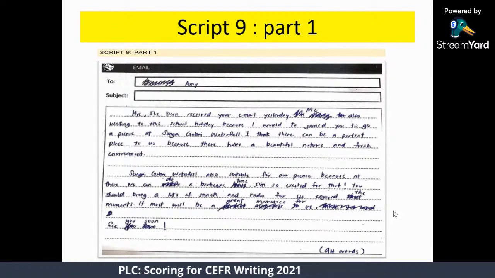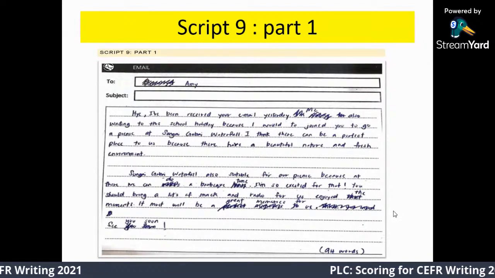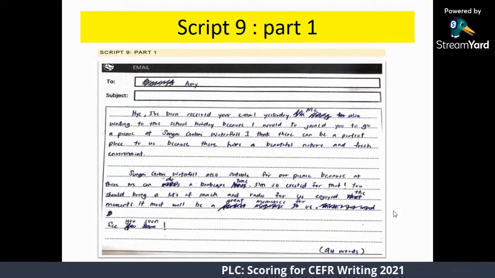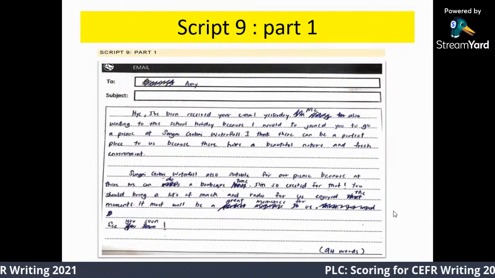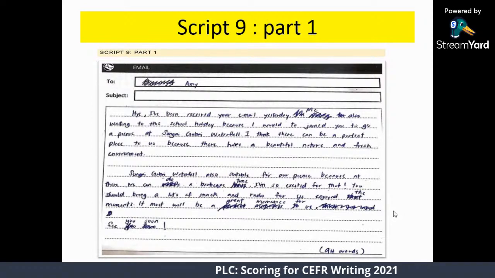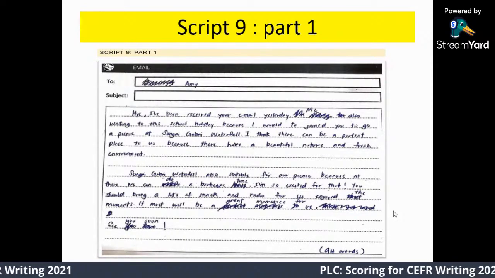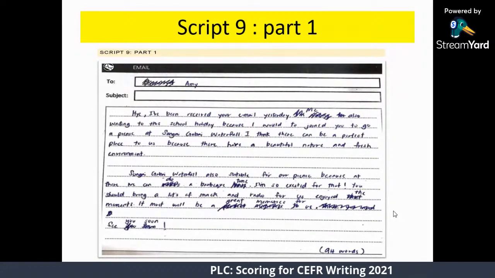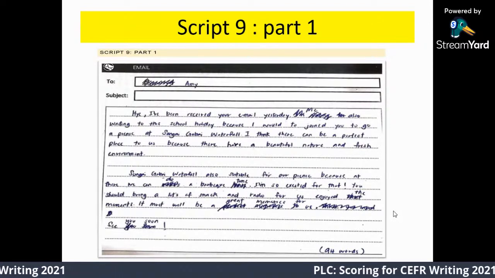"And I'm so excited for that. You should bring during the next part and radio for us enjoyed." Error, it should be "to enjoy the moment," I think. But the idea of bringing a radio and a snack is there, so task fulfillment is already over there. Next, "it must will be a great memories for us." Error. It should be "we will have a good time," or "it will be a great memory for us to treasure" or something like that. So you just underline. "See you soon." But here the errors may impede meaning when you read.